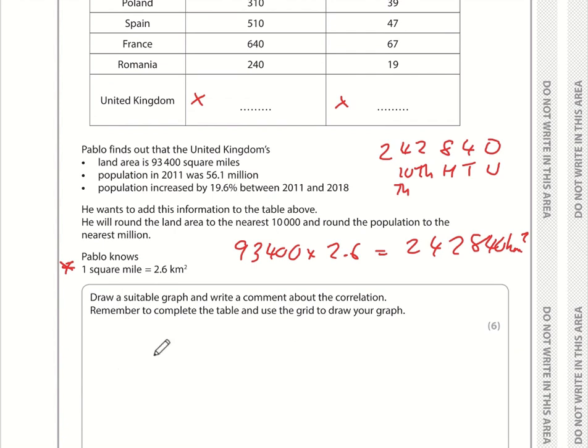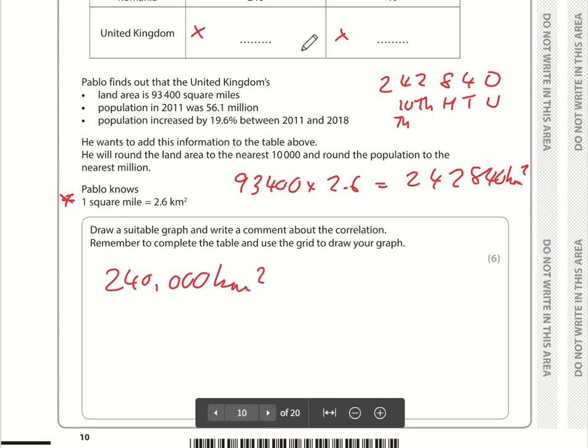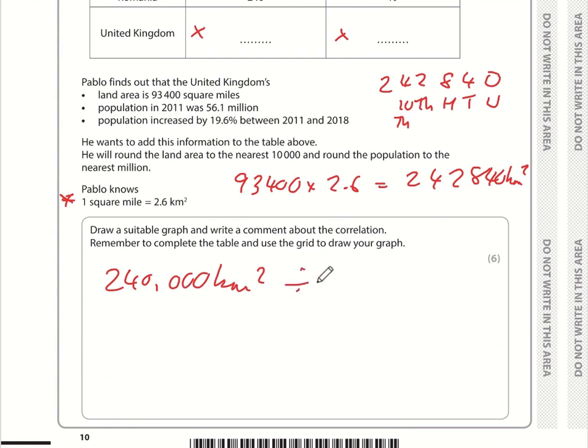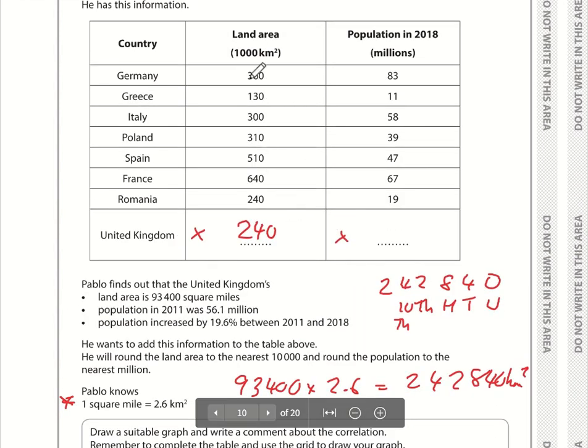So rounding that down to the nearest 10,000 is 240,000 kilometers squared. Now we can see here that this is for every 1,000 kilometers squared, so we just need to divide this number by 1,000. That just means we can chop off three zeros, so that is 240. So 240 is the number that goes there, and that seems about right. If you'd written in 2,400 or 24, that might seem a little bit weird compared to the other ones.